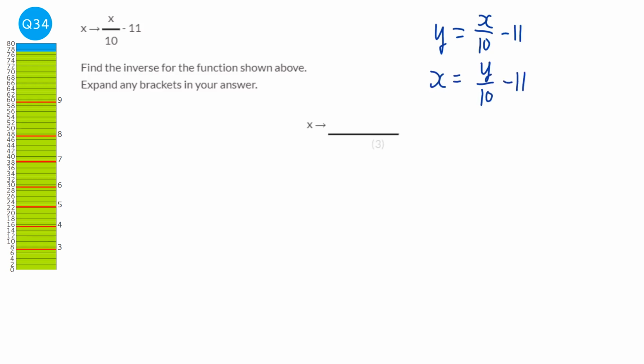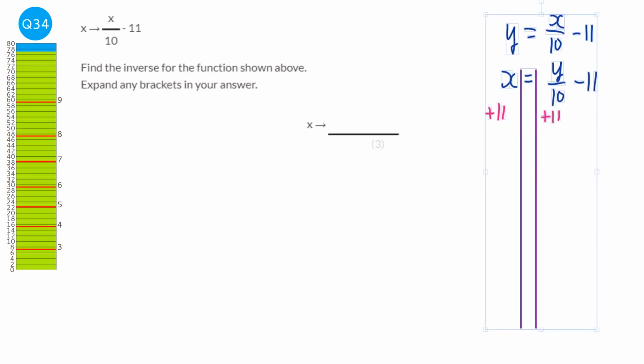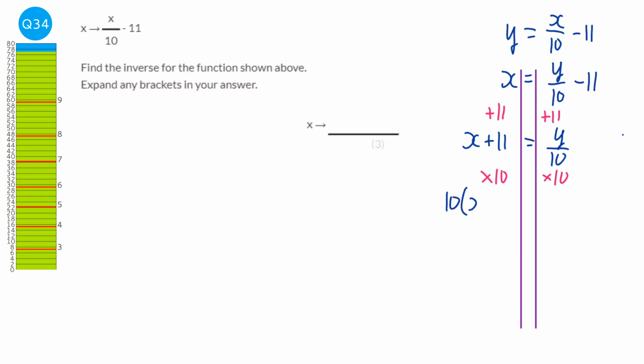Now the objective now is to get the y on its own, to make y the subject. So we're going to first of all add the 11 both sides. I've made an amateur move here. I've not left myself enough room, so let's just scoot that across. Okay, so add the 11, so it would be x plus 11 equals y over 10. Next thing we're going to do is multiply by the 10 to get y on its own. So it would be 10 brackets x plus 11 equals y. Expand those, it would be 10x plus 110 equals y.